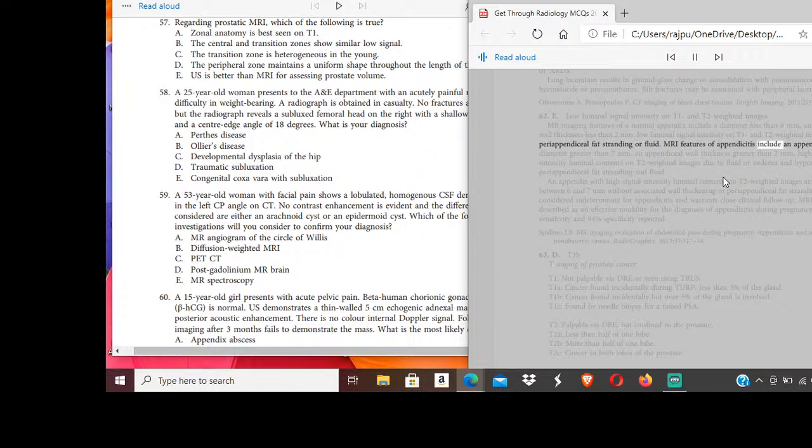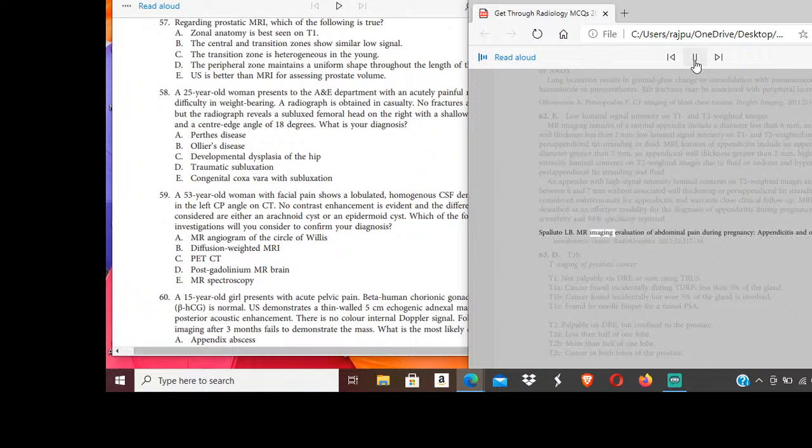MRI features of appendicitis include an appendiceal diameter greater than 7 mm, an appendiceal wall thickness greater than 2 mm, high signal intensity luminal contents on T2 weighted images due to fluid or edema, and hyperintense periappendiceal fat stranding and fluid. An appendix with high signal intensity luminal contents on T2 weighted images, and a diameter between 6 and 7 mm without associated wall thickening or periappendiceal fat stranding or fluid is considered indeterminate for appendicitis and warrants close clinical follow-up. MRI has been described as an effective modality for the diagnosis of appendicitis during pregnancy, with 100% sensitivity and 94% specificity reported.